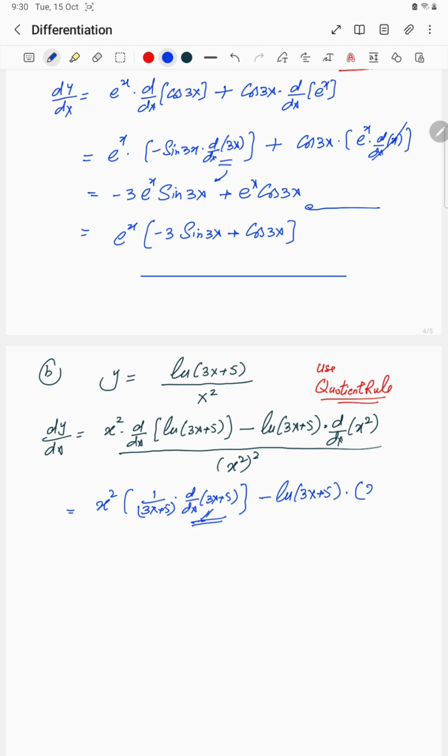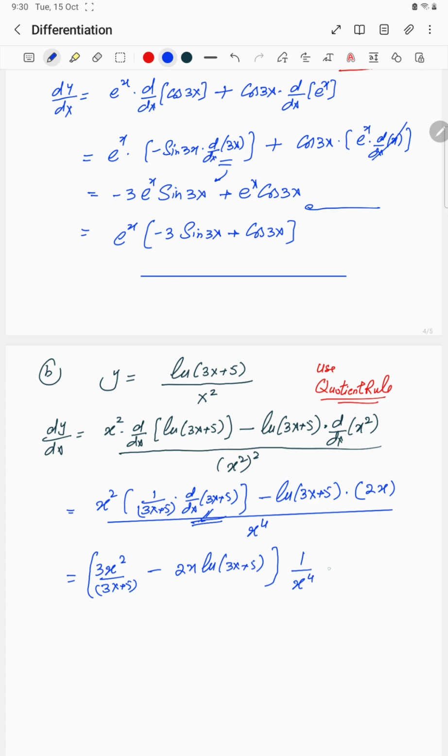So the derivative of x square, you know, will be 2x over x square, which means x to the power 4. So I can write x square over 3x plus 5, and this derivative is 3, so 3x square minus 2x natural log of 3x plus 5, and this whole is going to be divided by x to the power 4, so I can write 1 over x to the power 4 here. That is my final answer for this question. I hope it is clear.